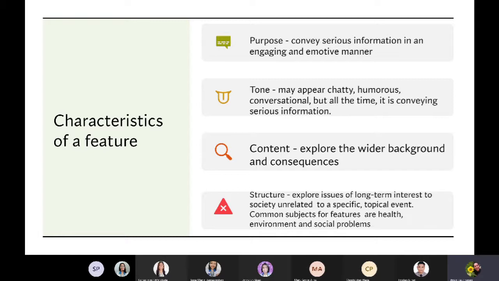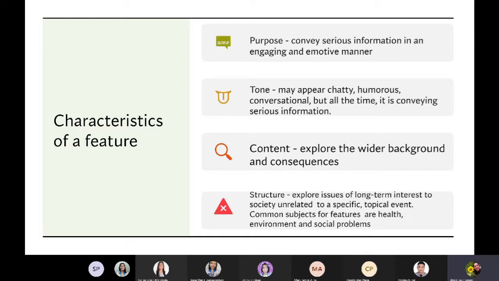Chris Melaine, I've seen your message and it's okay. Thank you. So, again, these are the 4 characteristics of a feature article. An article can be said to be a feature if it has a purpose, tone, content, and structure.